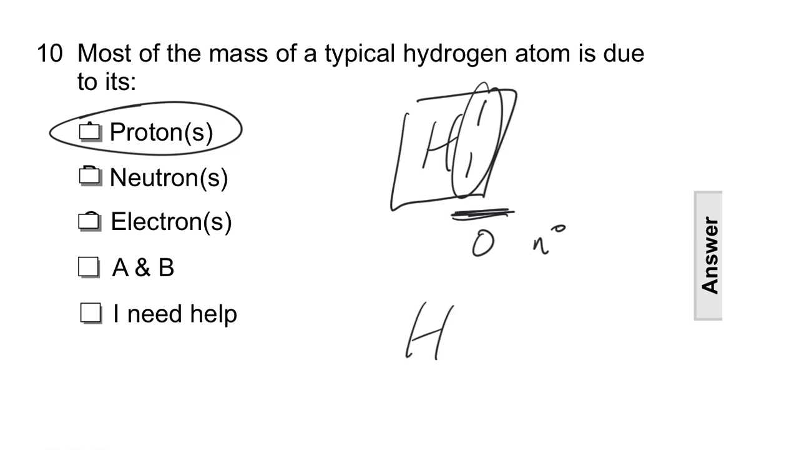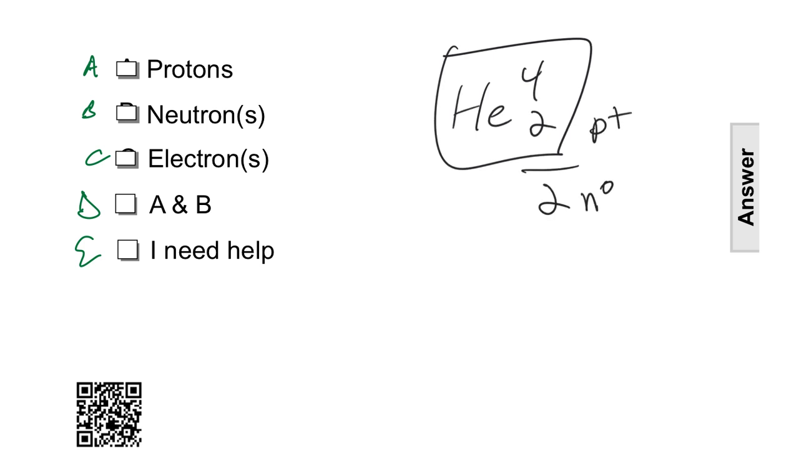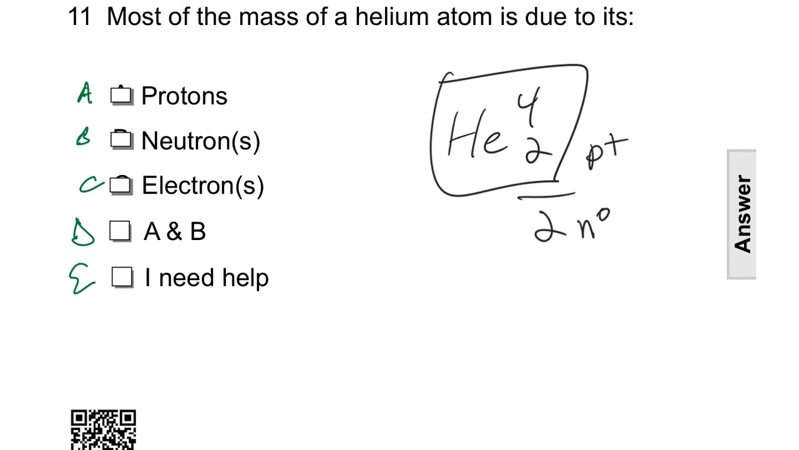Now if it was H21, the isotope of hydrogen shown above, then it would be A and B, protons and neutrons. Okay, helium, I'd give you it, the box with the nuclear symbol in it. So helium would have two neutrons, 2 protons. So most of the mass is due to the nucleus, which is both protons and neutrons.